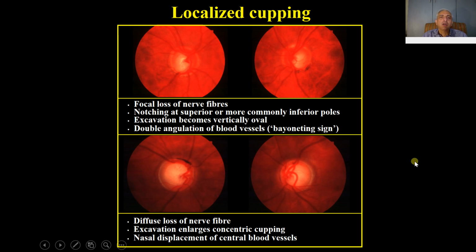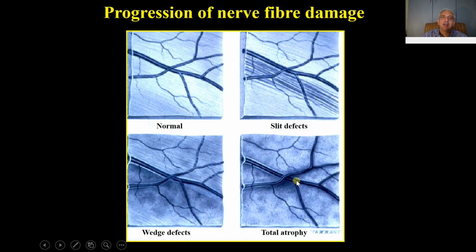The reason is focal nerve fiber layer loss, which we talked about, the ISNT rule, in which you know that the nerve fibers tend to get damaged most commonly inferiorly, then superiorly. While in diffuse loss, there is excavation and large concentric cupping, and nasal displacement of the central blood vessels occurs in patients with glaucoma. So here you can see that.